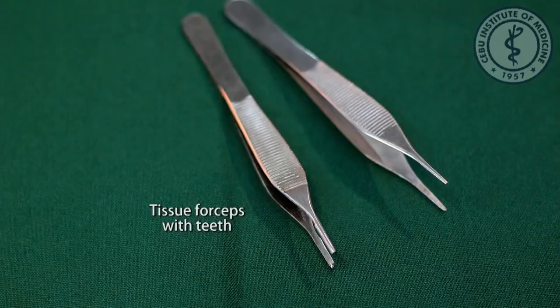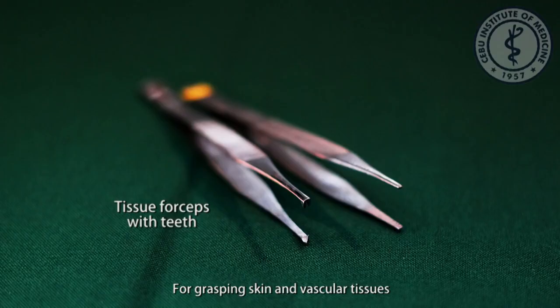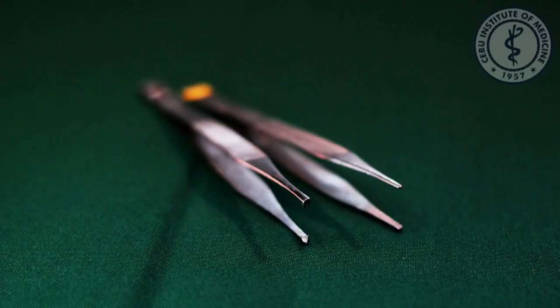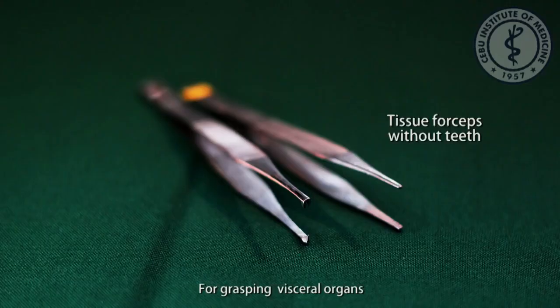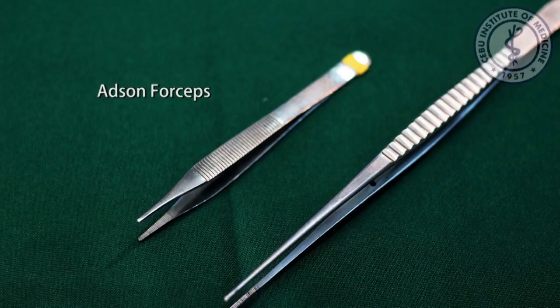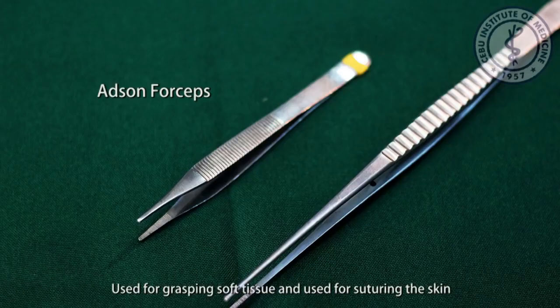Tissue forceps with teeth, for grasping skin and vascular tissues. Tissue forceps without teeth, for grasping visceral organs. Adson forceps, used for grasping soft tissue and used for suturing the skin.